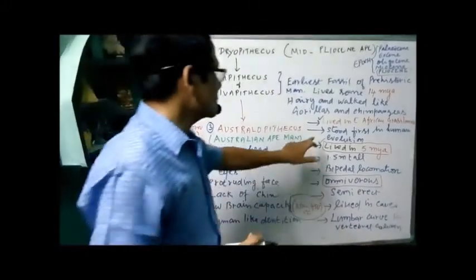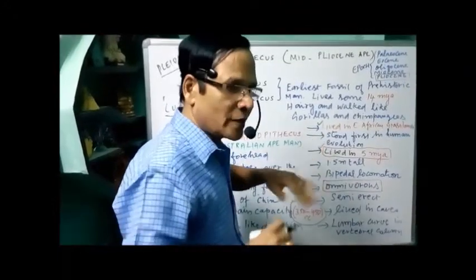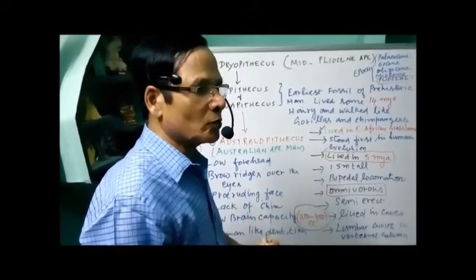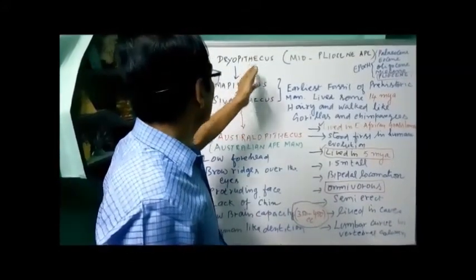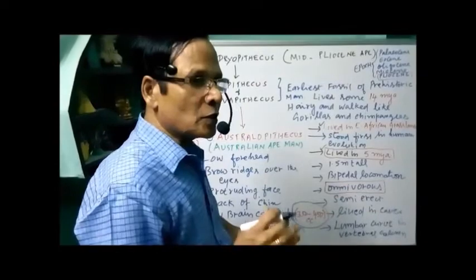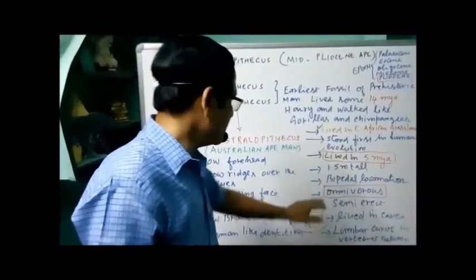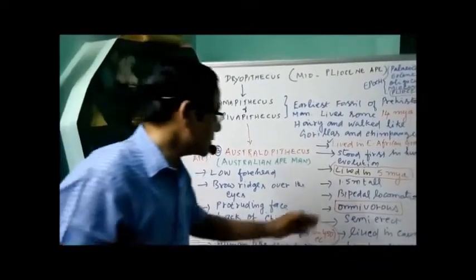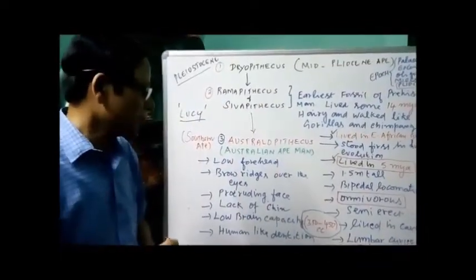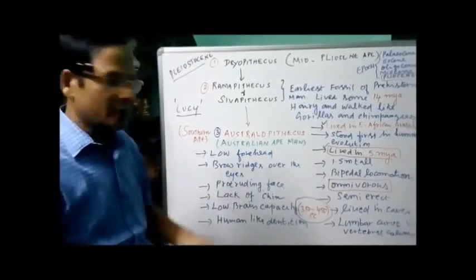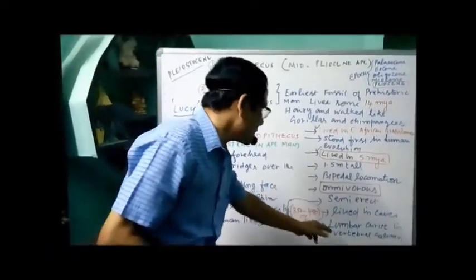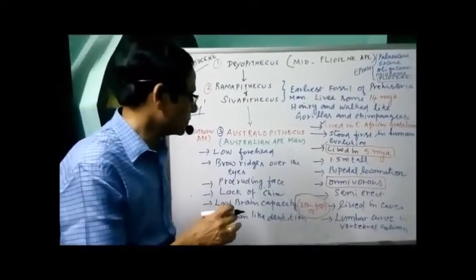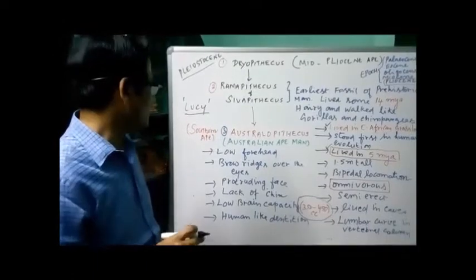So what are the other characteristics? He stood first in human evolution, man-like, 1.5 meter tall, having bipedal locomotion. Dryopithecus, Ramapithecus and Sivapithecus used all four limbs, but these individuals used bipedal locomotion. They were semi-erect, not fully erect, and lived in caves, not in the open terrace. They also had a lumbar curve in the vertebral column, just like the curve we have in the backbone, called the lumbar curve.